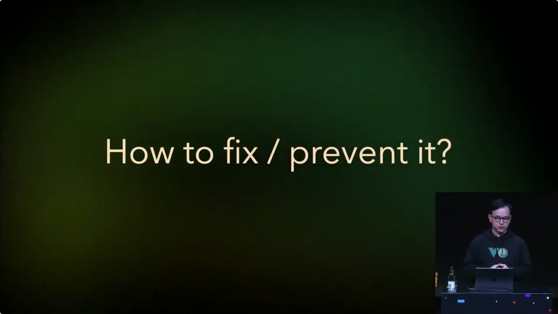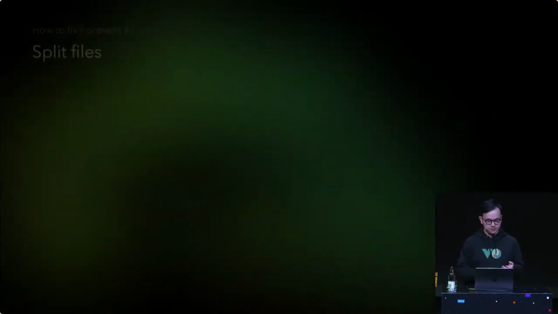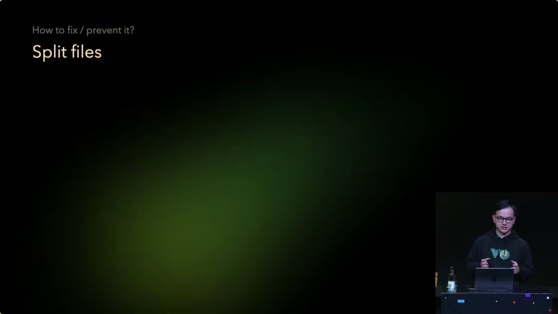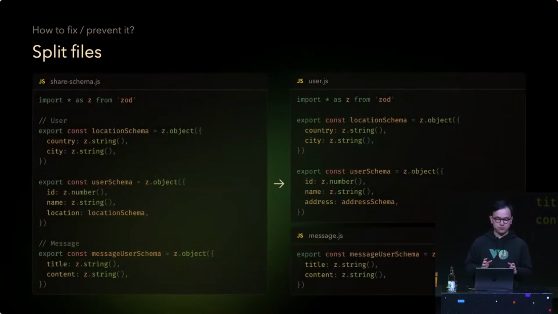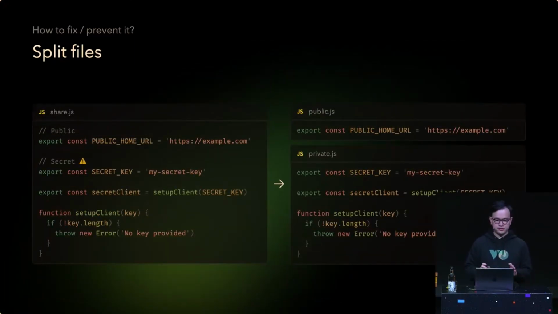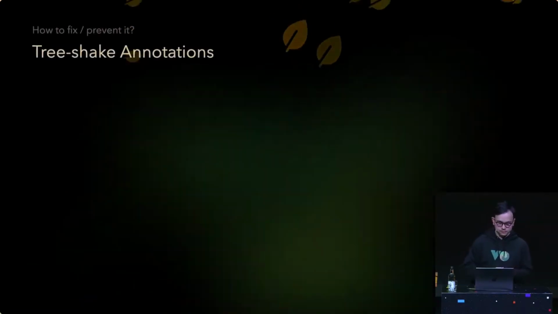So if you discover that your project actually has tree shaking issues, how do you fix them? And how can you prevent tree shaking from getting lazy again in the future? The simplest approach is to split files properly. If you originally put different types of data in one file, see if you can separate them. Or if you put secret and public things together, see if you can split them into separate files.